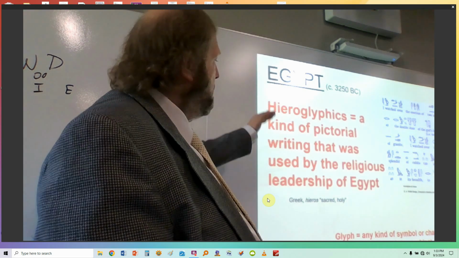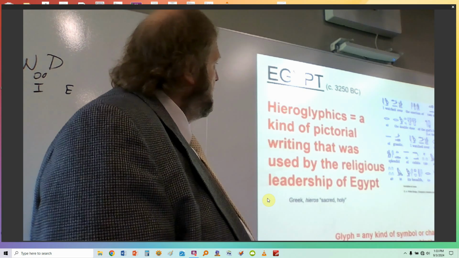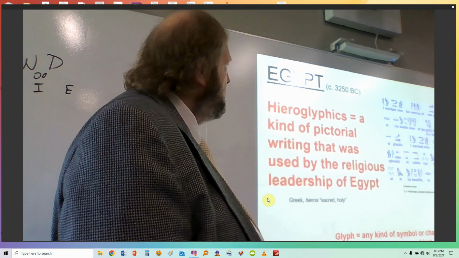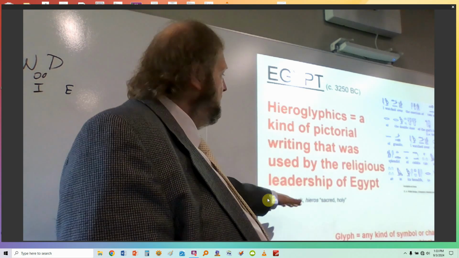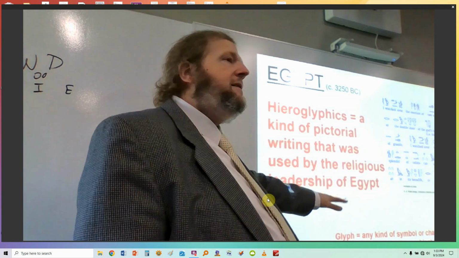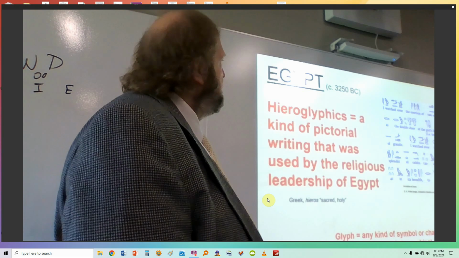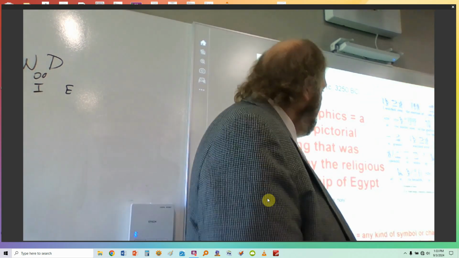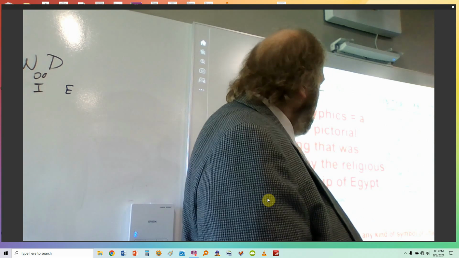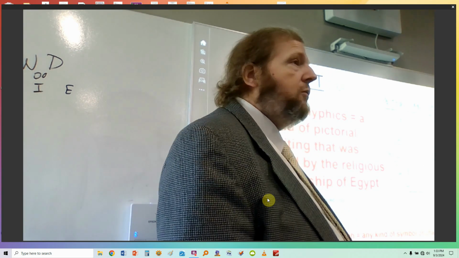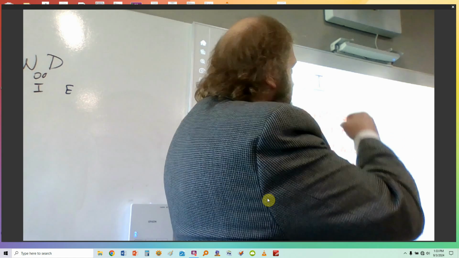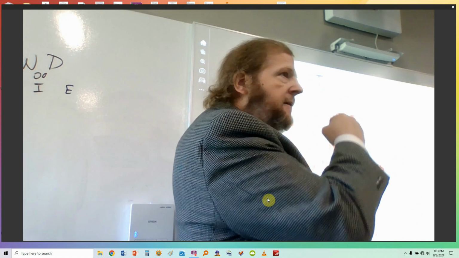what are called hieroglyphics, picture writing that was used by the religious leadership of Egypt. And that's exactly what it means. Hiero means sacred or holy, dedicated to the gods. And glyph means, see here, glyph, I define what a glyph is, any kind of symbol or character that's been carved or cut into an object. And that's what they did. They carved these pictures into stone.